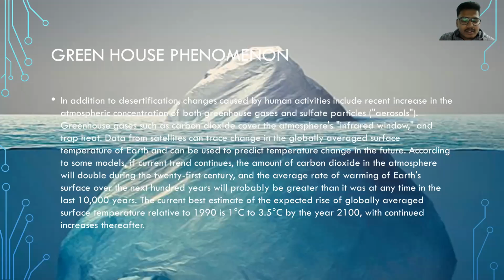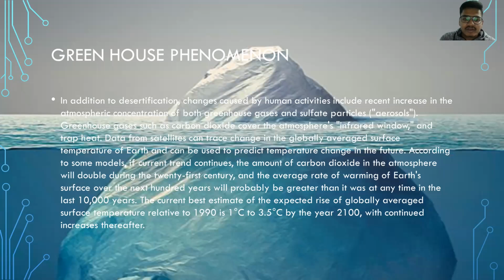Greenhouse phenomenon. In addition to desertification, changes caused by human activities include the recent increase in the atmospheric concentration of both greenhouse gases and sulfate particles, aerosols. Greenhouse gases such as carbon dioxide cover the atmosphere's infrared window and trap heat. Data from satellites can trace changes in the globally average surface temperature of Earth and can be used to predict temperature change in the future.